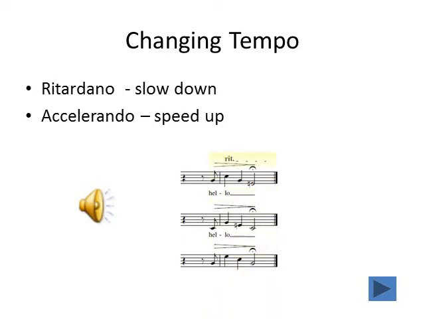Another way to indicate a change in tempo is by using the Italian terminology. Ritardando means to slow down. Accelerando means to speed up. At the end of Hello Goodbye, we have to slow down the last few notes. This is indicated by the short form for ritardando, which is RIT with a period. The dashed lines indicate that you would slow down over the course of that particular bar. This indicates a slowing down gradually over the last 3 notes of the song.